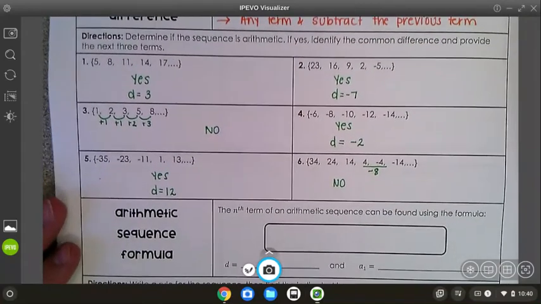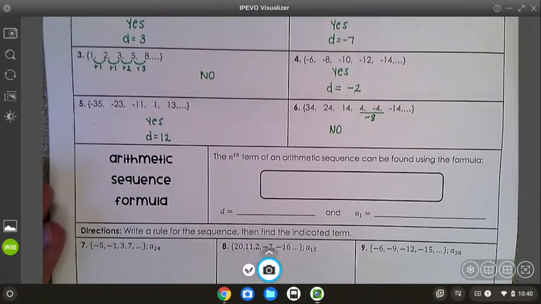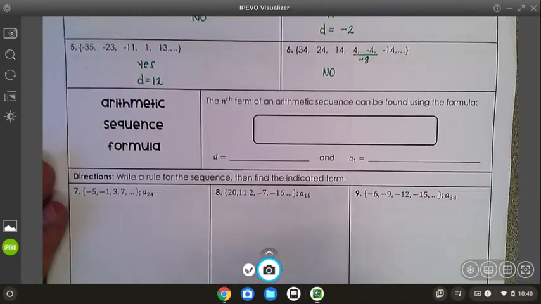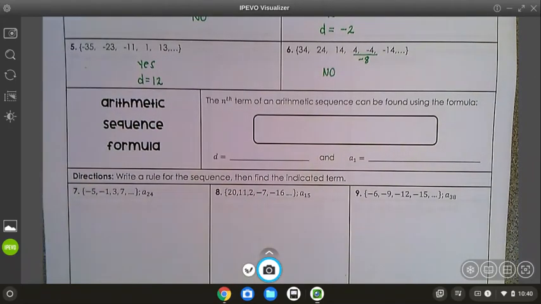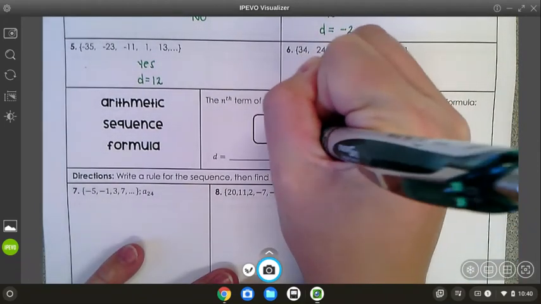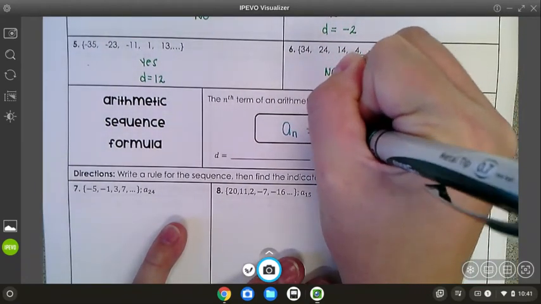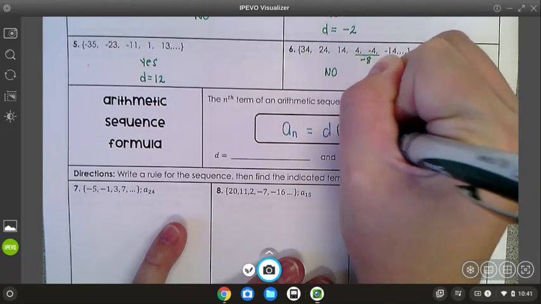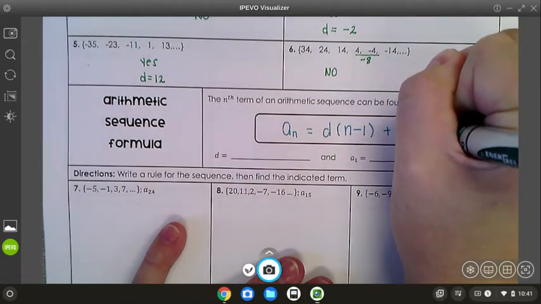So that's how we determine if it's arithmetic or not. If you remember back to the previous video, I told you we're going to be looking at formulas. There's a specific way that you can make a formula for arithmetic sequences. All right, so this is what it is: a sub n equals d times n minus 1 plus a1.